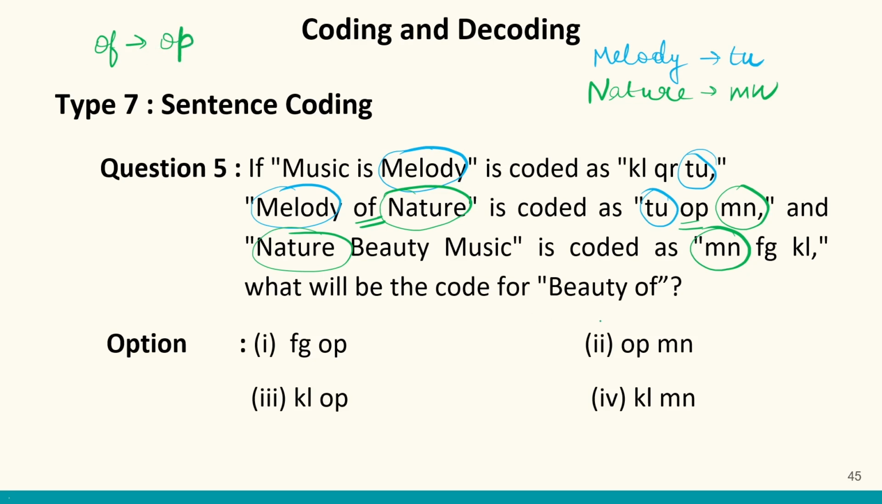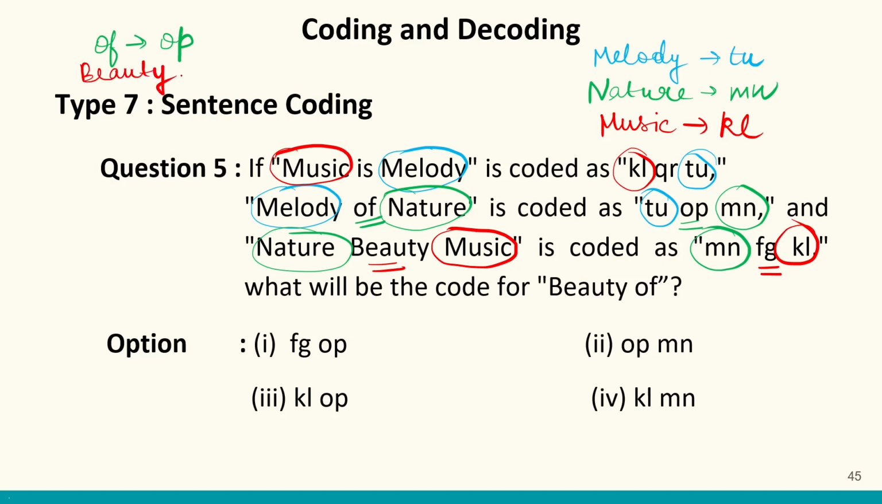Then we have to find the code of beauty of. So if I look over here, if I look at this word music, it is common between these two sentences. Music is melody and nature beauty music. So music is the only common word. So over here, KLQRTU and MNFGKL, KL is the only common code. So music will be coded as KL, right? So if that is the case, then the only remaining word over here is beauty and the only remaining code is FG. So beauty will be coded as FG. So our answer will have both OP and FG, which is option number 1.